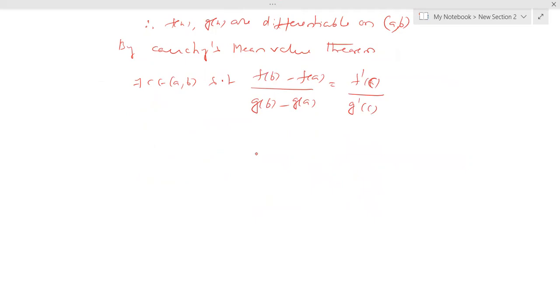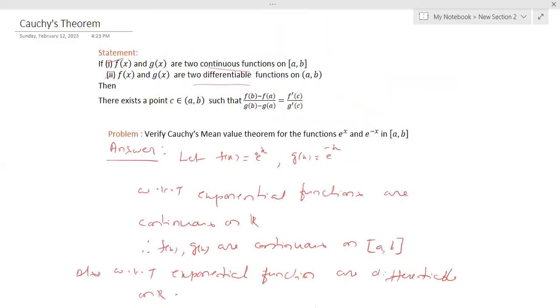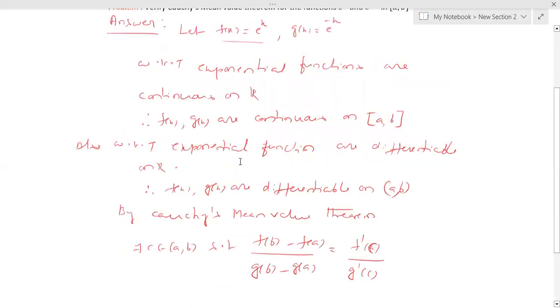What about the f of b value? f of x is e power x. Therefore, f of b means e power b, and f of a means e power a. g of x means e power minus x, so g of b means e power minus b, and g of a means e power minus a.